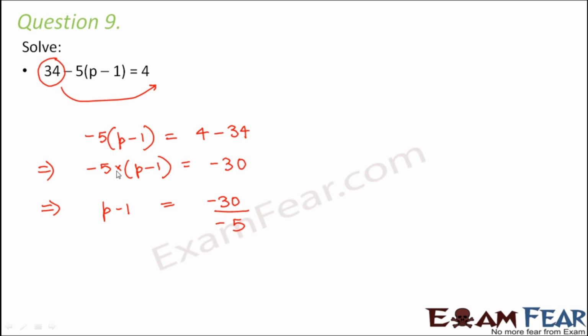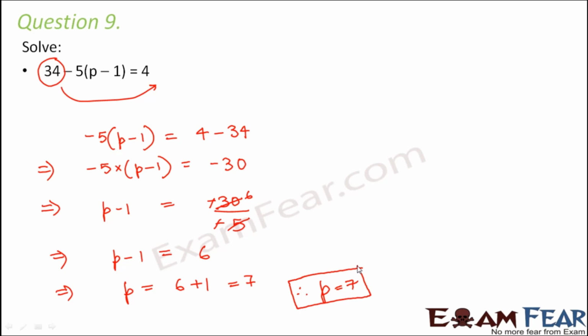That's because here it was minus 5 into this term. So when minus 5 gets shifted to this side, it becomes divided by. So 5 6s are 30, and minus minus gives plus. Therefore, you get p minus 1 is equal to 6. Therefore, p is equal to 6 plus 1, which is equal to 7. Therefore, p is equal to 7 is a solution for this equation.